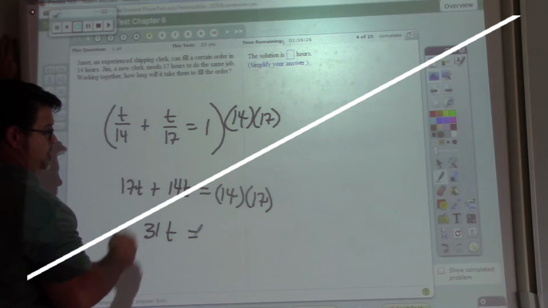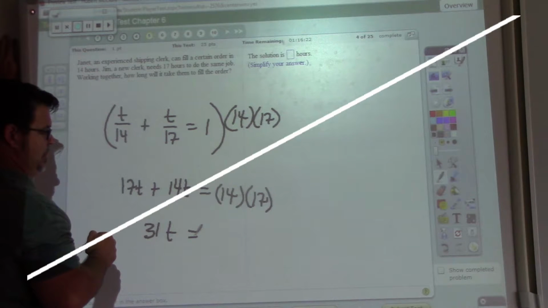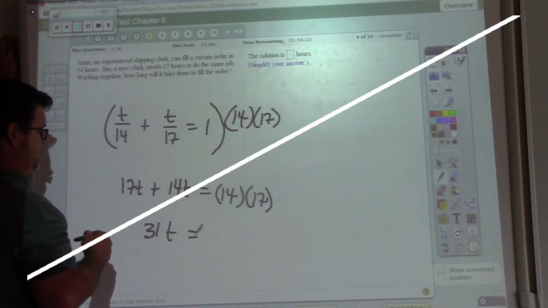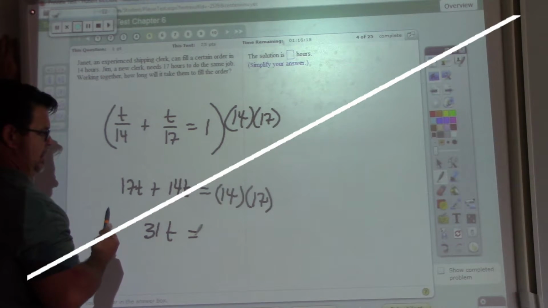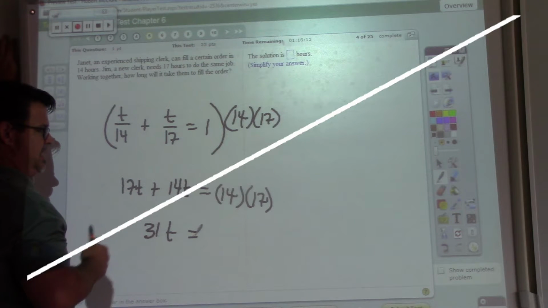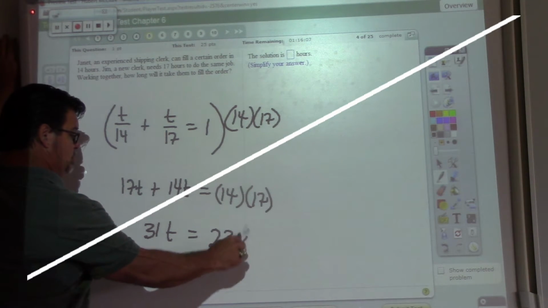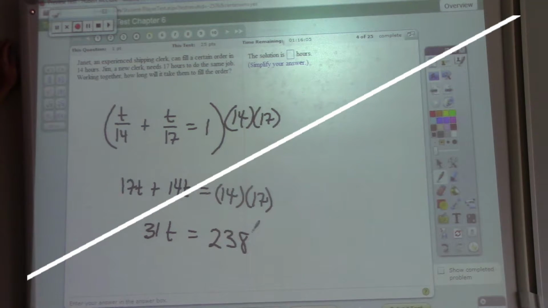31. All right, I'm gonna try to do this in my head. 10 times 17 is what? 170, that's right, class. And then 4 times 17 is gonna be 68. So what is 170 plus 68? 238. So calculate this.